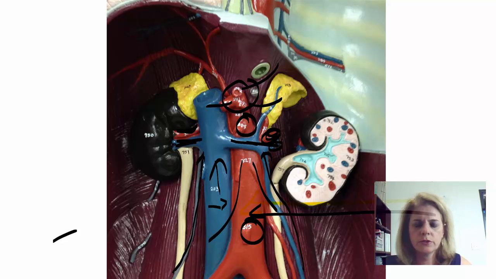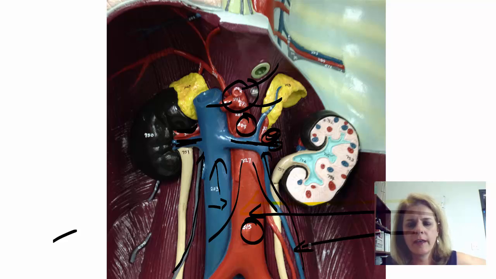So what you'll see on the exam is I'll have a picture, probably these same ones. I only have so many pictures. And it'll say, name this vessel. So if it was this blue one, that would be the left gonadal vein. If it was a red one, it would be the left gonadal artery.